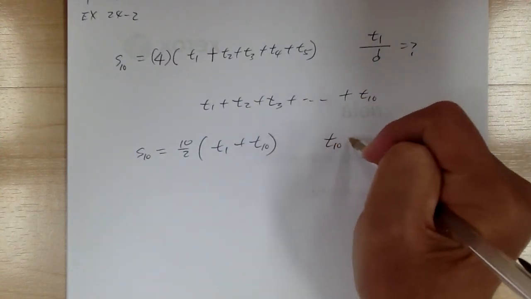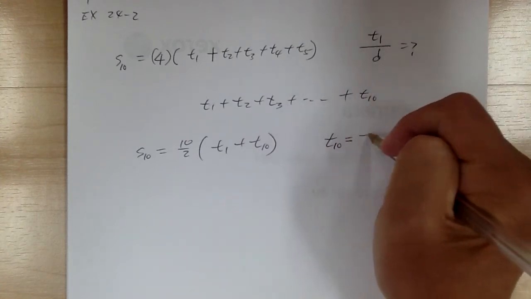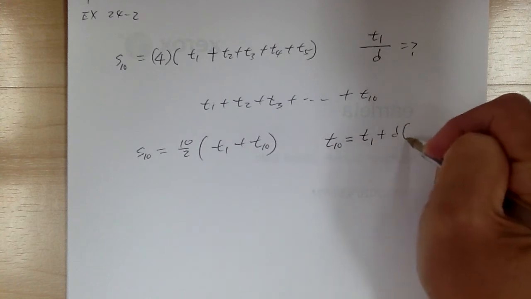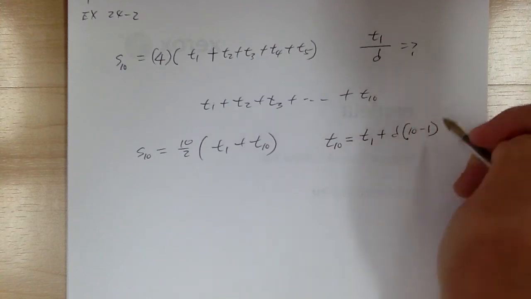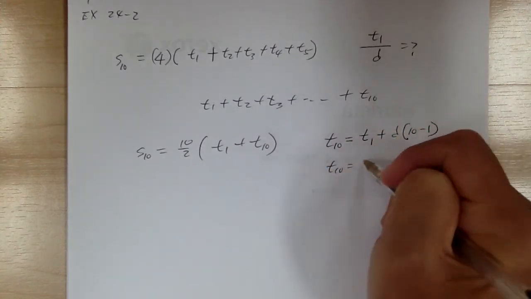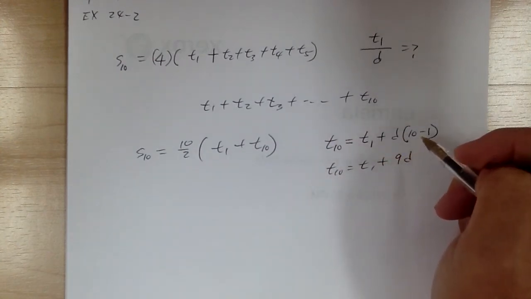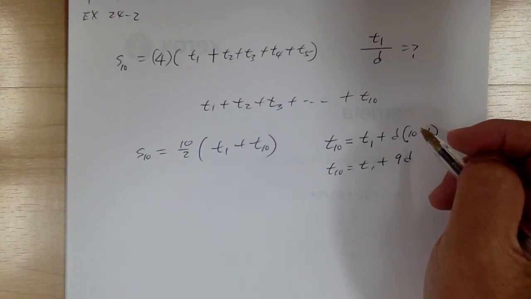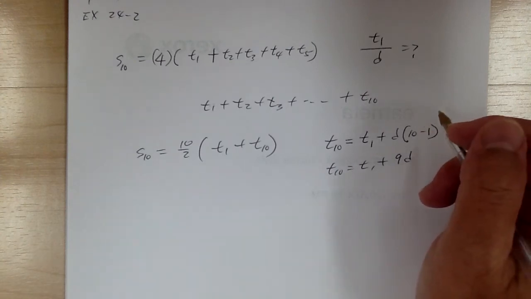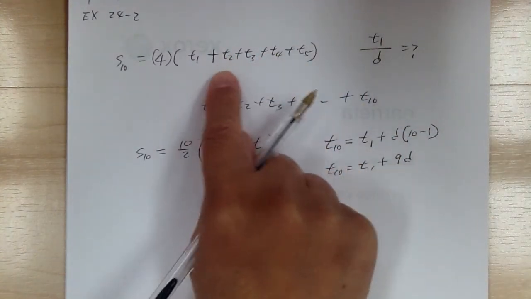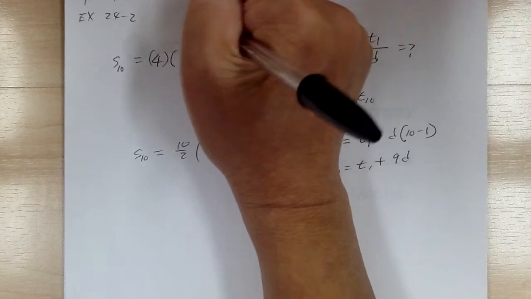So T10 equals T1 plus D times 10 minus 1, right? So T10 equals T1 plus 9D. Okay, so now also you can substitute. Notice when you have this, right?